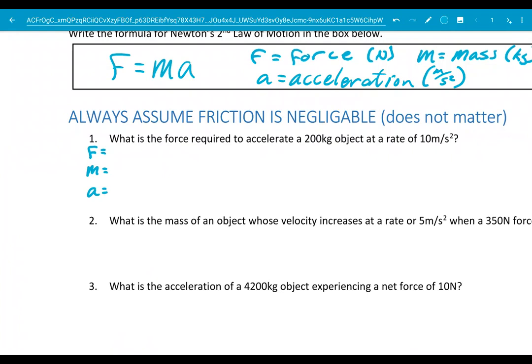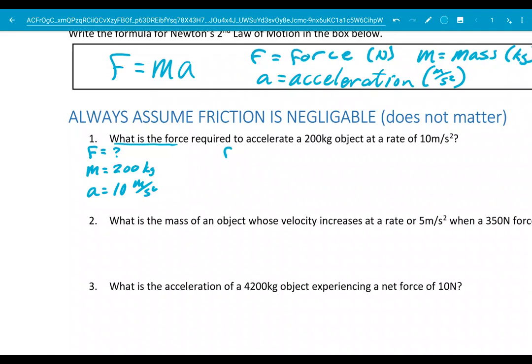Okay, then we'll read the question. It says, what is the force required to accelerate a 200 kilogram object at a rate of 10 meters per second squared? So I'm going to start filling in what I know. I know that I'm looking for the force because it says, what is the force? So that's my question mark. I'm trying to accelerate a 200 kilogram mass. So 200 kilograms for M. And the rate I want to accelerate it at is 10 meters per second squared. So we'll put that in there. 10 meters per second squared for A.